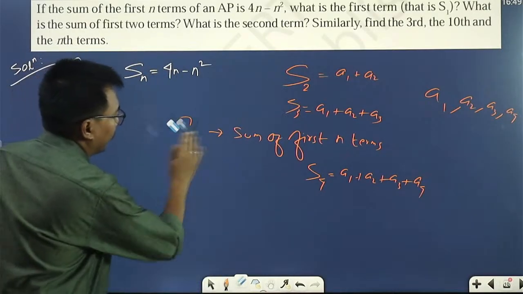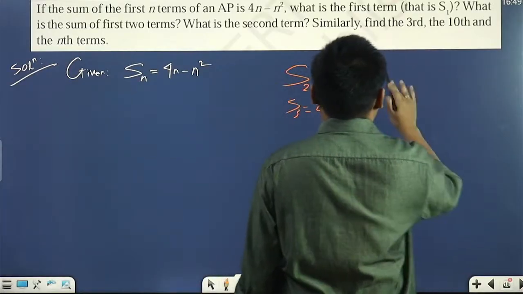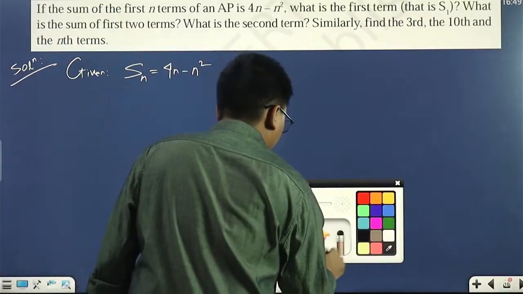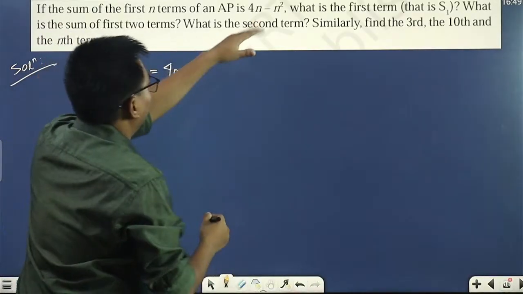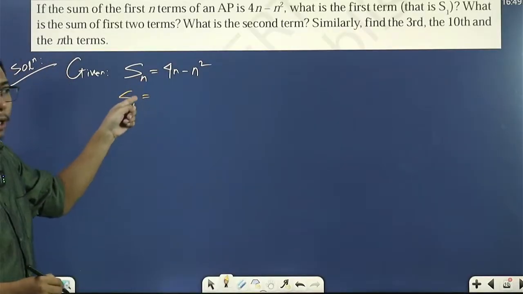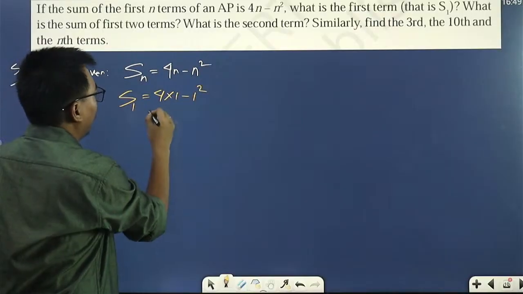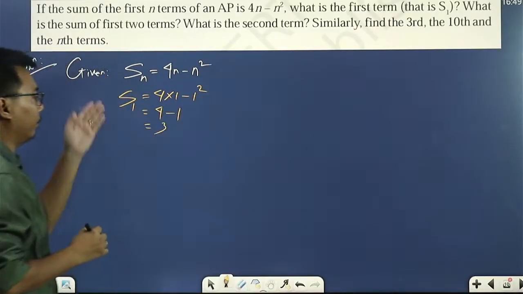I hope it's clear. S1 is equal to A1. Now, let's find out S1, which means in place of n, we'll put 1. So 4 into 1 minus 1 square. We'll get 4 into 1, 4, and 1 square will be 1, so 3. This is our S1.